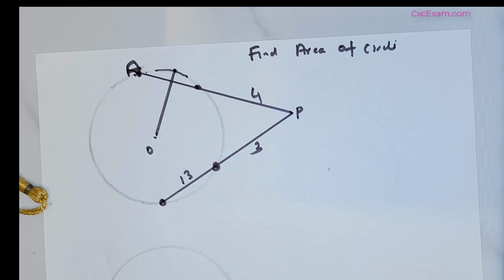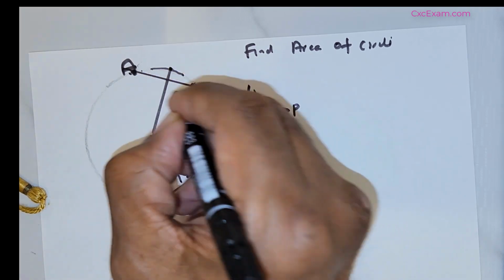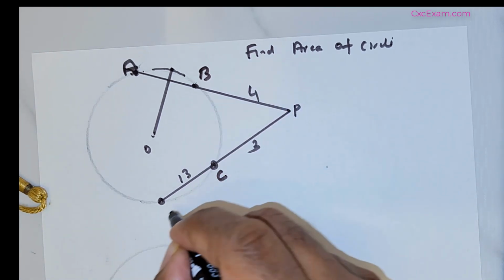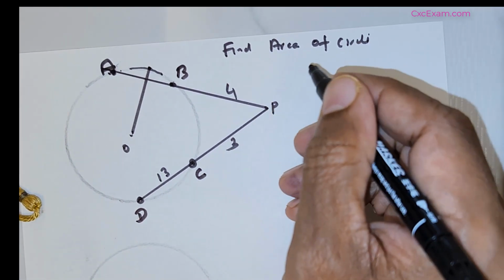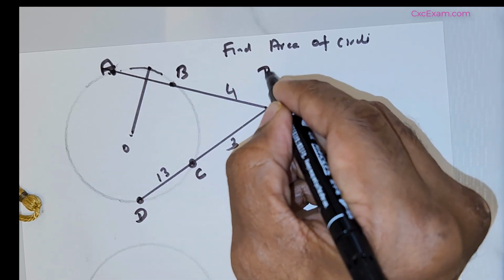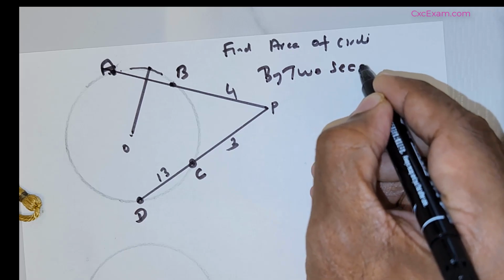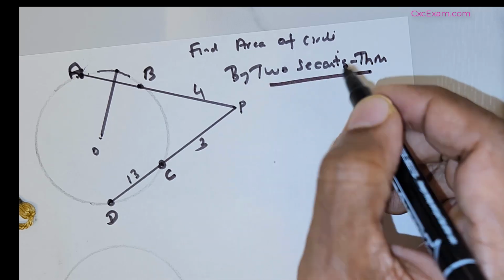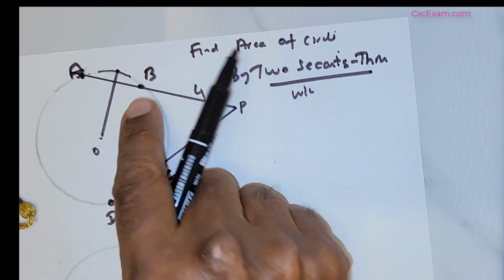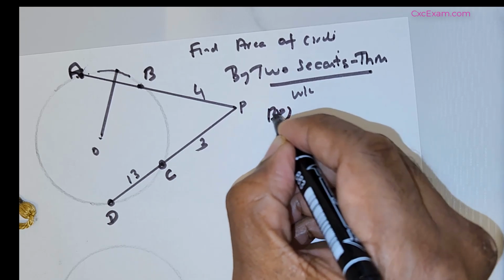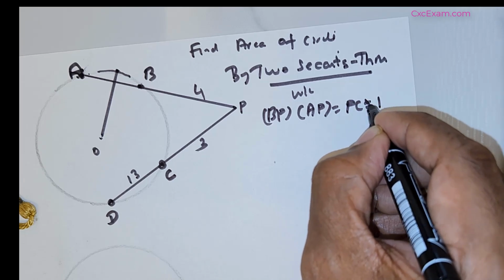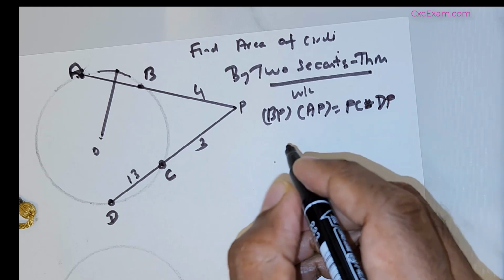Right, so what I want to do is apply the Two Secant Theorem. I want to take this entire length. Say I'm going to take this point as B, this point as C, this point as D. So by the Two Secant Theorem, we know, so what do we know? We know external segment BP multiplied with AP is equal to PC multiplied with DP.